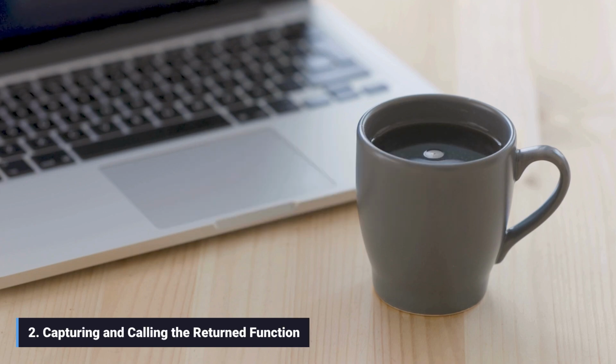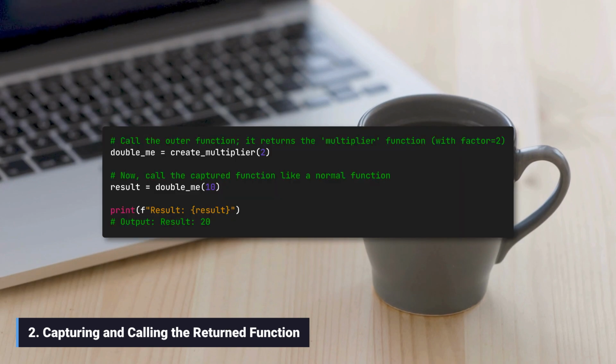Two, capturing and calling the returned function. To use this, we first call the outer function, create_multiplier, which returns the function object. We capture this returned object in a variable, say, double_me. Now, double_me is an actual function that can be called with new arguments.